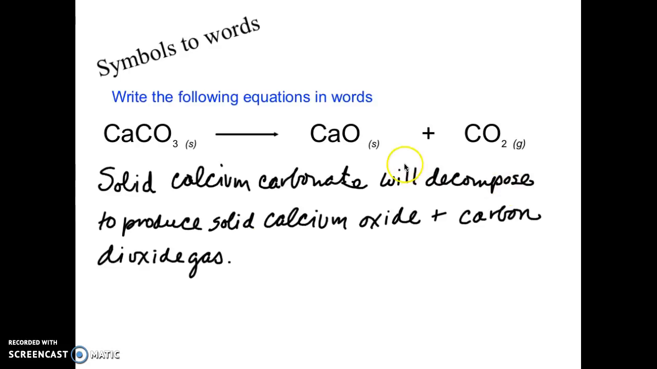If you don't have "will decompose" and you just said "will produce," that would be acceptable with the level of learning that you're at right now. So hopefully this video was helpful. Hopefully you know how to go from symbols to words and words to symbols, and you understand the components of symbols for a chemical reaction.